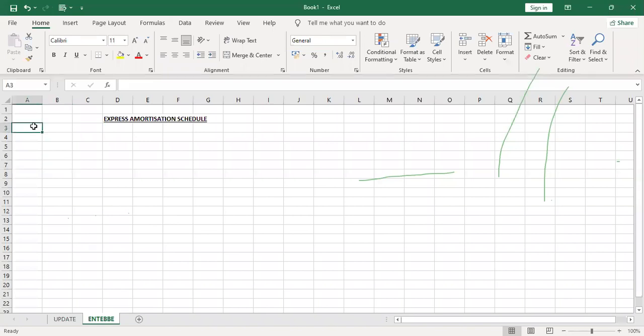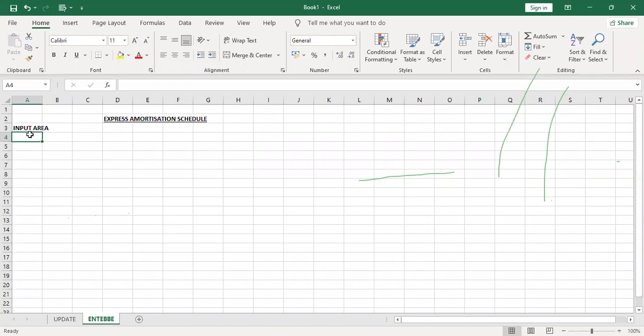Go to cell A3. Type input area. Don't resize, leave it the way it is. Input area in cell A3. Have you managed to type input area?